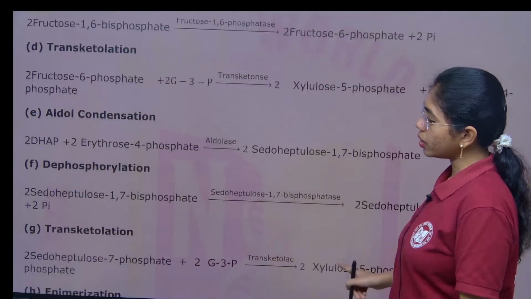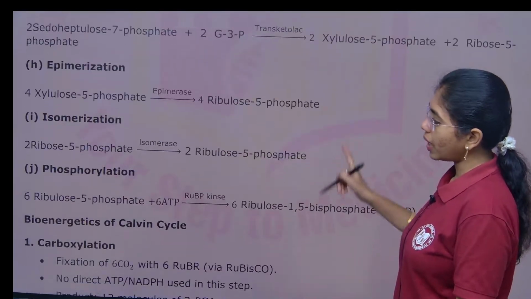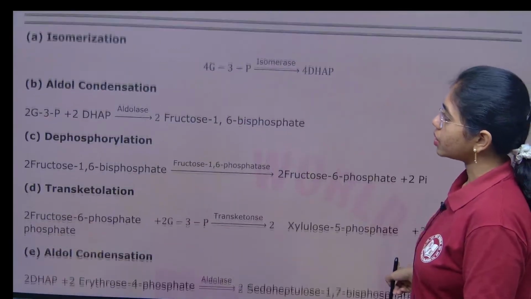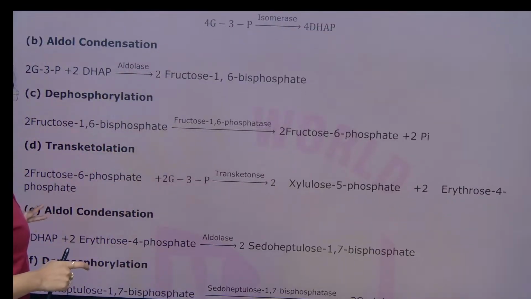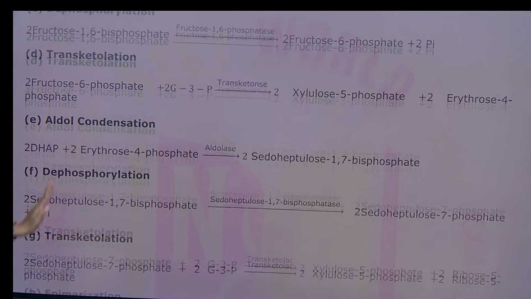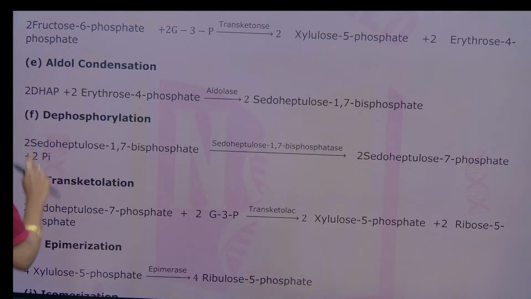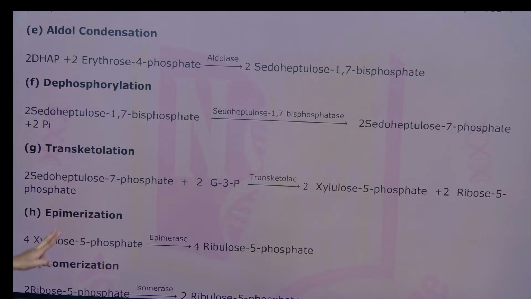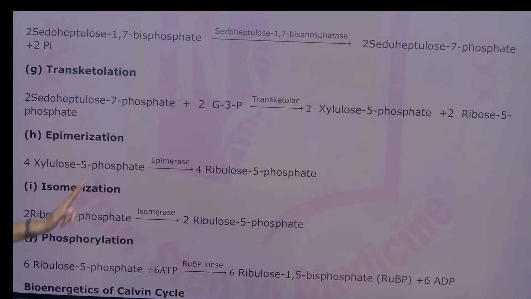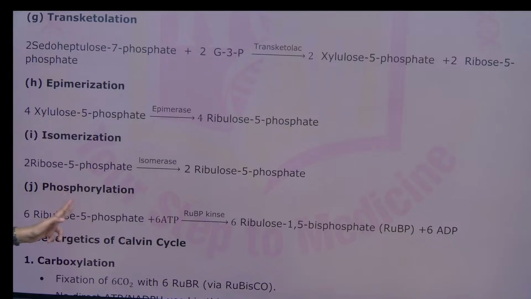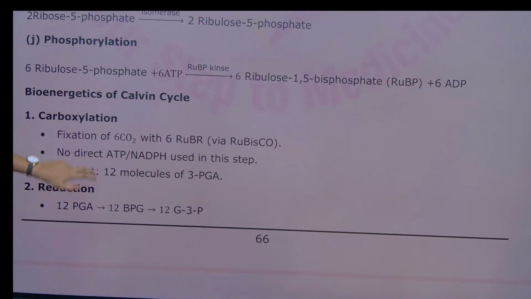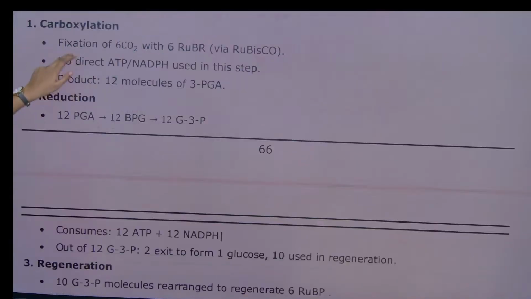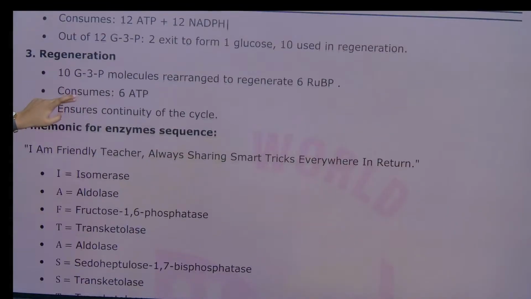Now, in regeneration, if you see, the sequence of regeneration will have these many reactions. First is isomerization, second is aldol condensation, third is dephosphorylation, fourth is transketolation, fifth aldol condensation, sixth dephosphorylation, seventh is transketolation, 8 epimerization, and 9 is isomerization, 10 phosphorylation. So, there are 10 steps in regeneration. How you can remember these 10 steps? For this, mnemonic is very essential. The 10 steps you can remember with the mnemonic.